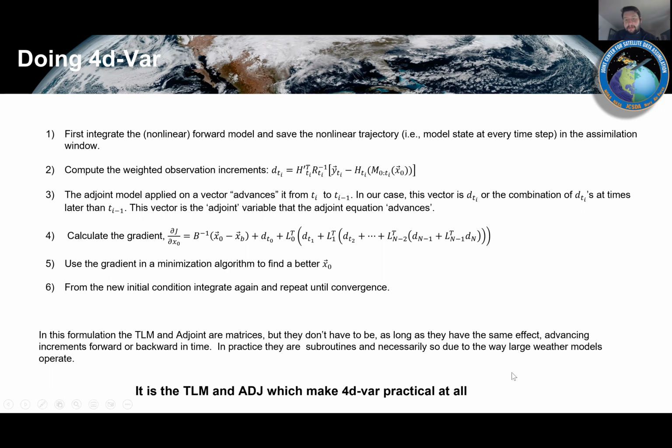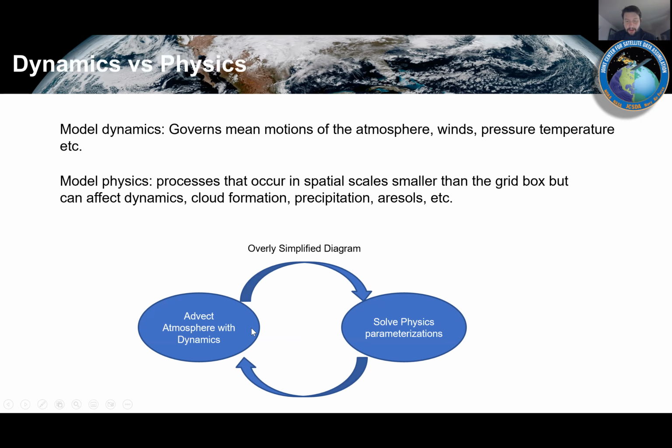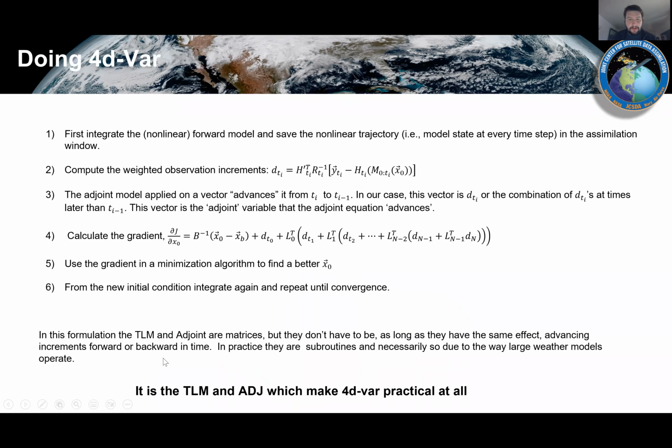The thing that makes it practical for these very large models is this tangent linear model and adjoint formulation. And that's why they're so important.